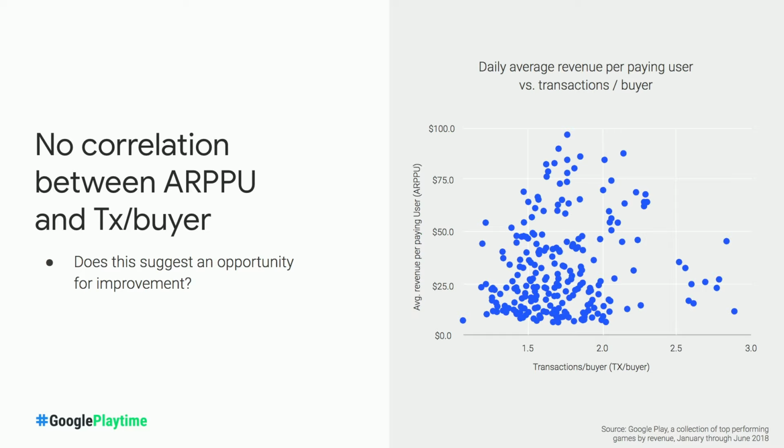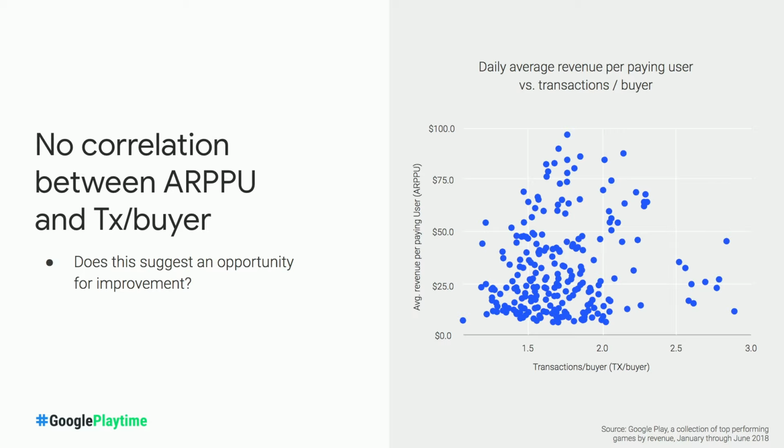So here you have transactions per buyer on the x-axis and average revenue per paying user on the y-axis. In our analysis, we actually couldn't find any equation that maps well to this relationship. And that's because the daily transactions are driven much more by things like your app design, your in-app economy, and in-app asset consumption habits than by anything else.